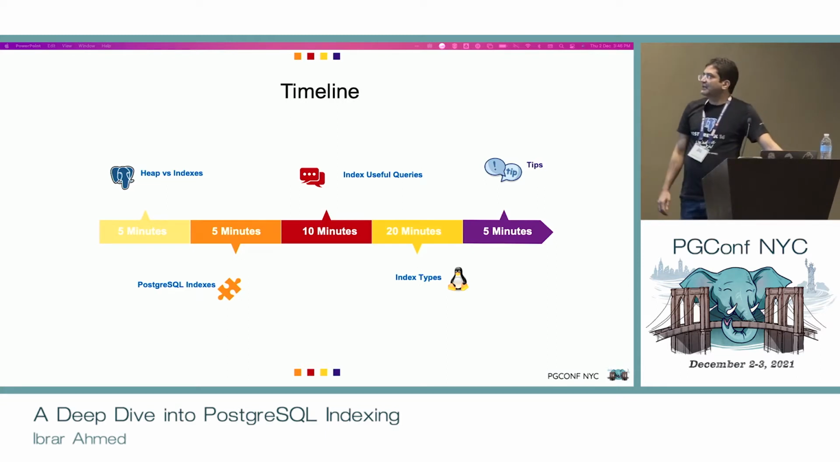So, the timeline. Initially we will discuss the heap and indexes: how the heap, like a table, works in PostgreSQL, and then the indexes. Then we will go to the PostgreSQL indexes and spend some time on them. Then some useful queries about indexes. And then we will discuss the types of indexes available in PostgreSQL. Then some tips and tricks and some useful queries, and different things we will discuss in 5 minutes.